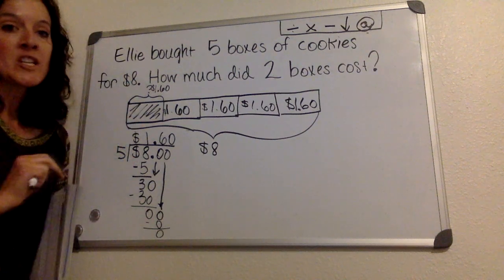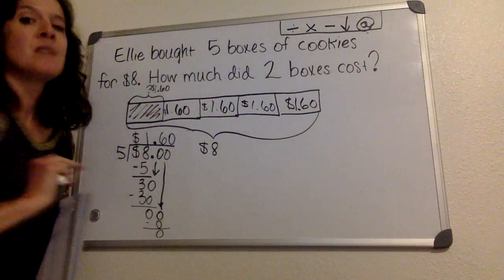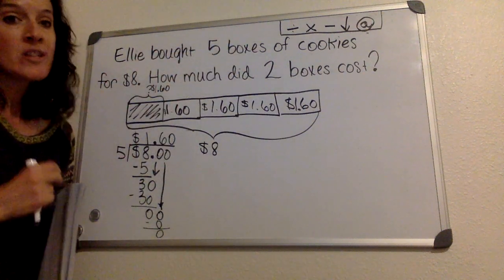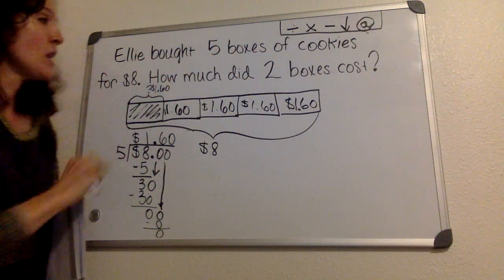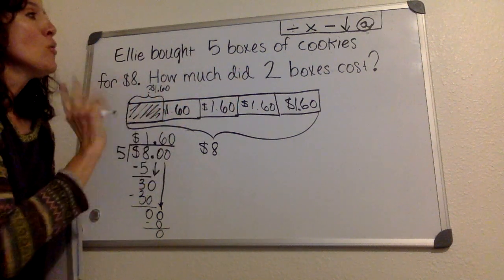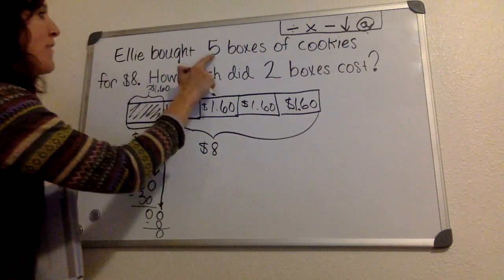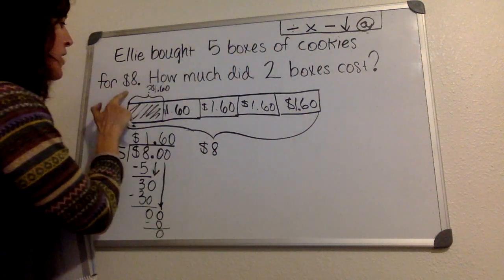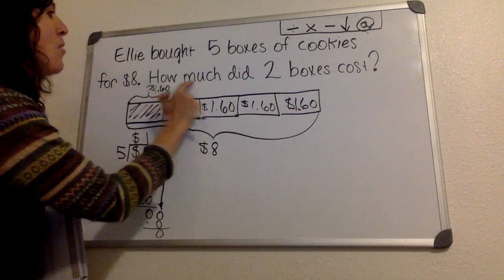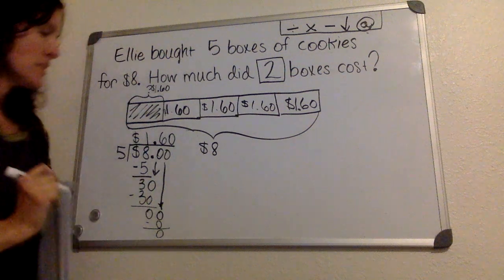Let's go back to our question because remember in my class, we always talk that we want to make sure we read our question at least twice. Okay, so you're going to want to usually read it 2 times before you even start. We only read it once. Let's go ahead and read it one more time now. Ellie bought 5 boxes of cookies for $8. How much did 2 boxes cost?